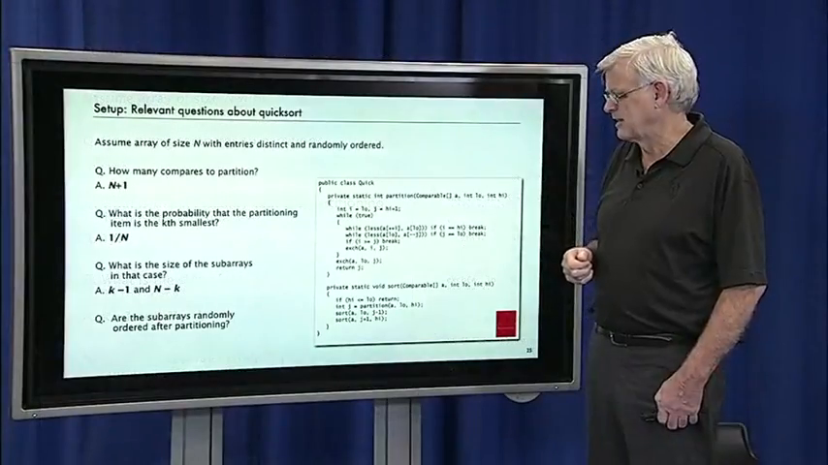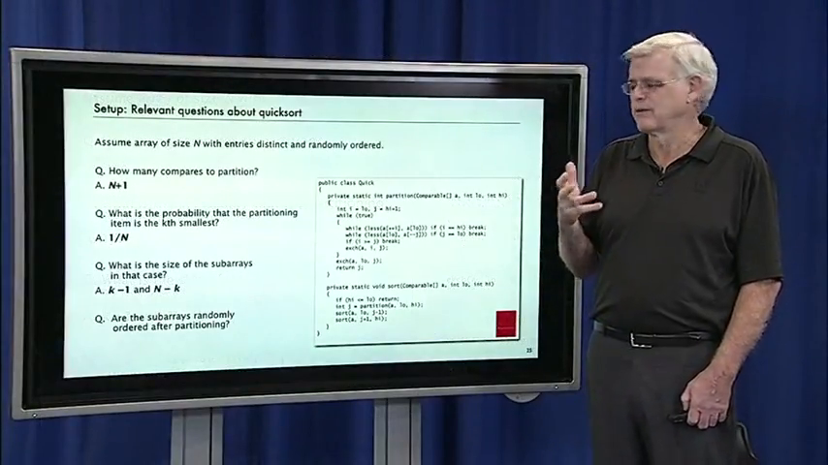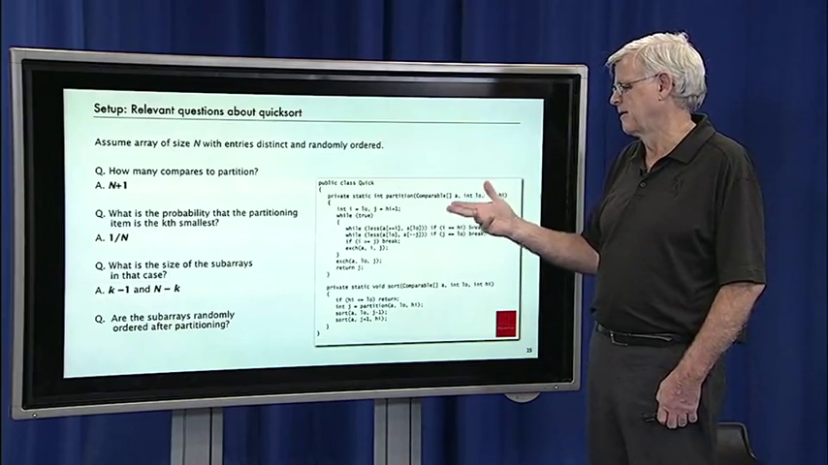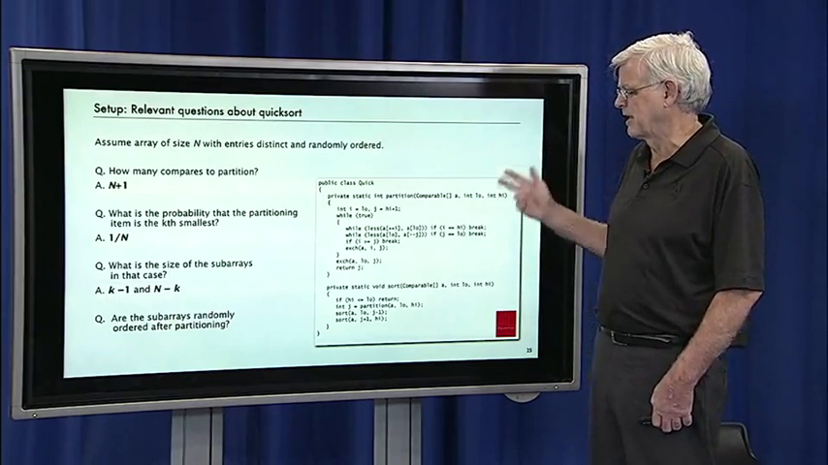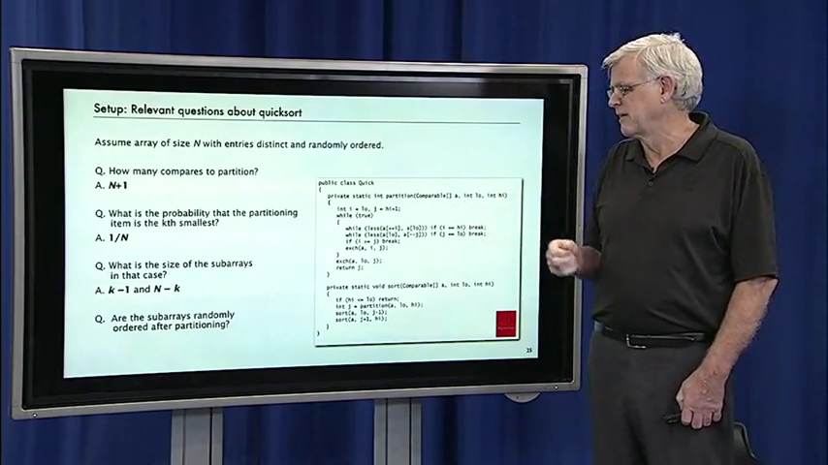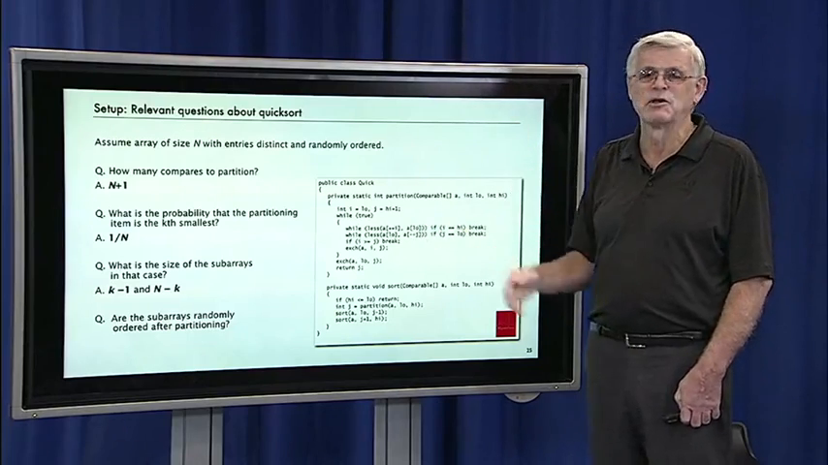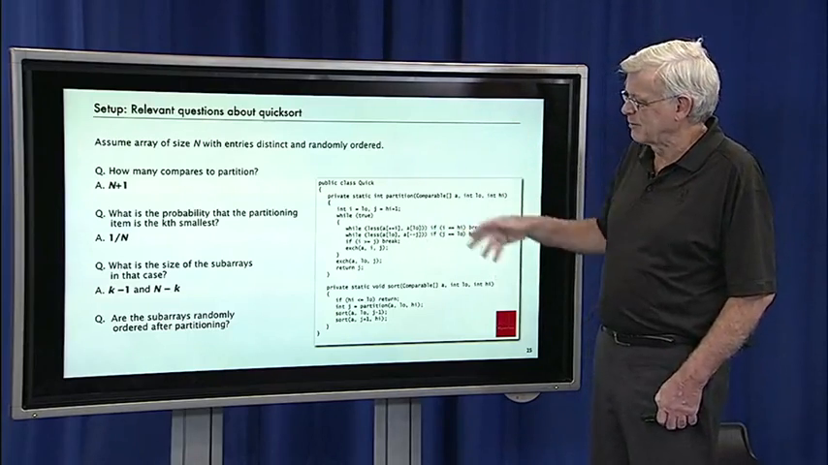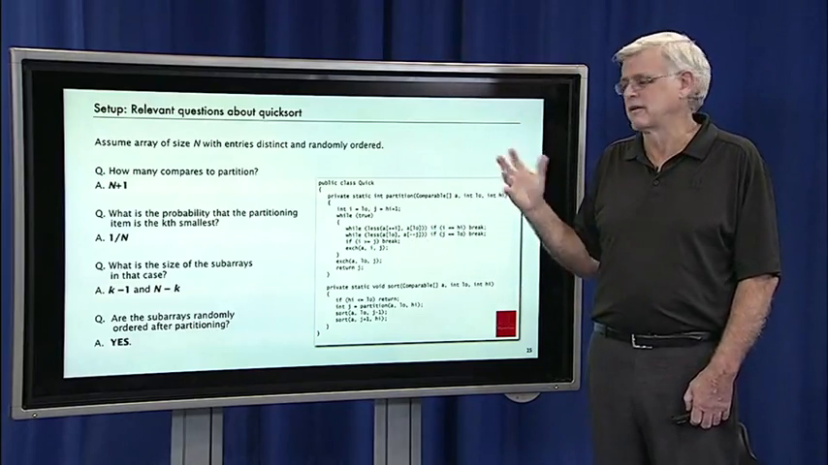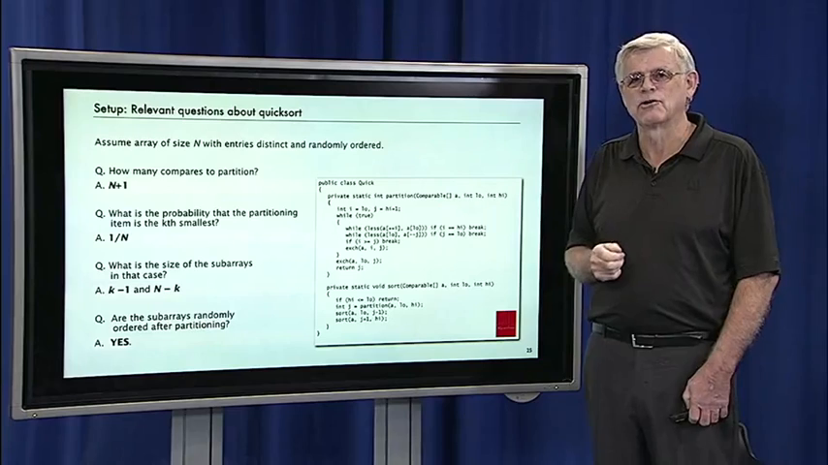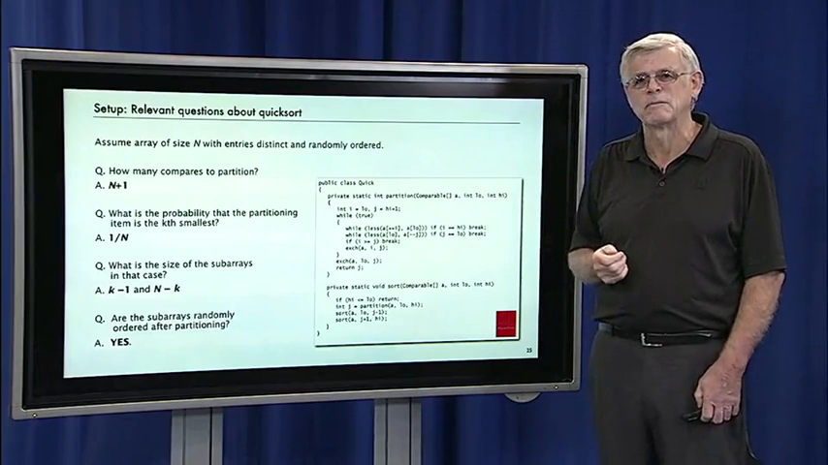And then there's another detail that takes a little bit of thought, and it was a problem in older implementations. You need the subarrays to be randomly ordered afterwards if they were randomly ordered before. And this implementation doesn't do anything that would disturb that. So the answer to that is yes.